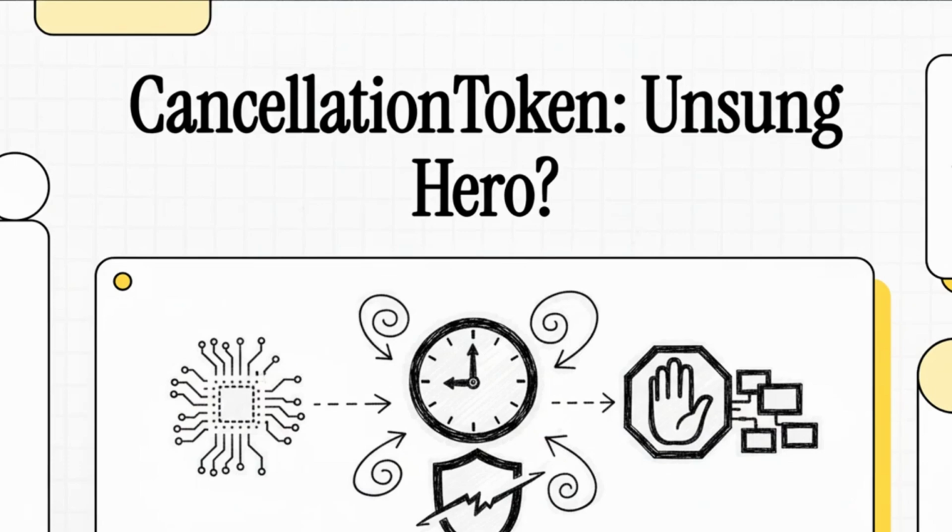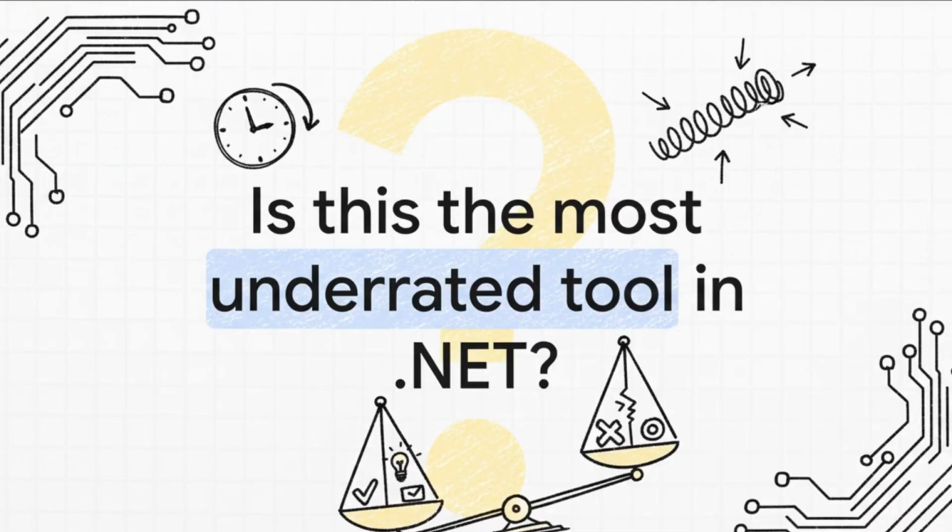All right, let's talk about a piece of the .NET framework that I think a lot of us use, but maybe don't really stop to appreciate: the cancellation token. Is it just another tool in the box, or is it something more? Something absolutely vital for writing solid modern apps? Let's dig in.